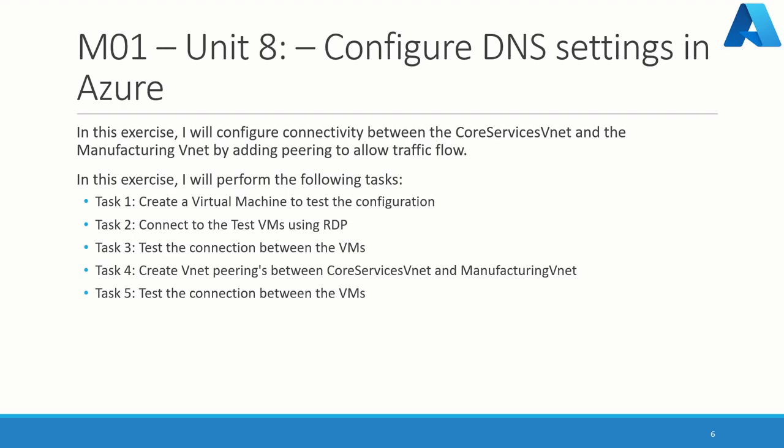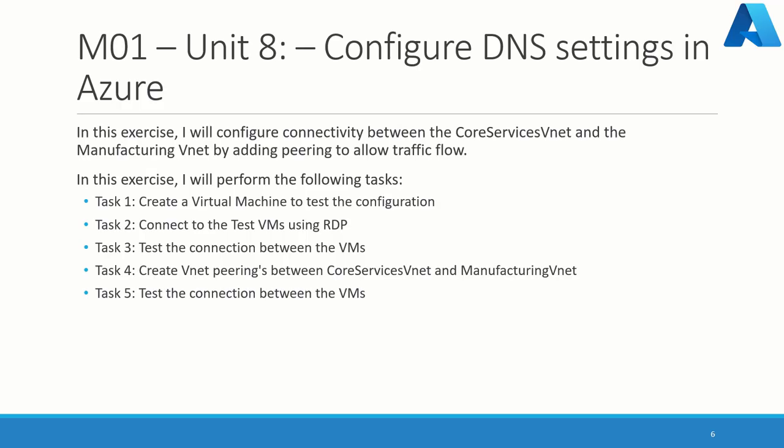So any virtual machine connected to the CoreServicesVnet, for instance, cannot ping or see any virtual machine that is connected to the Manufacturing Vnet. And that is exactly what we want to test. And I'm also going to show you how you can resolve this. The solution to resolve this is what we call VNet peering.